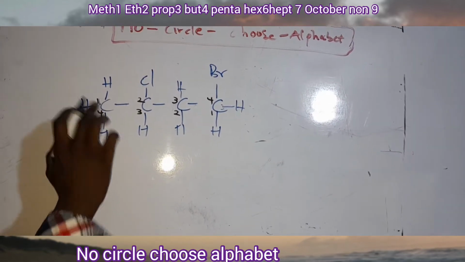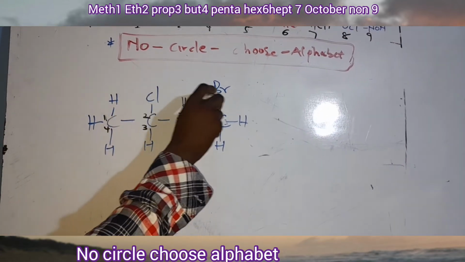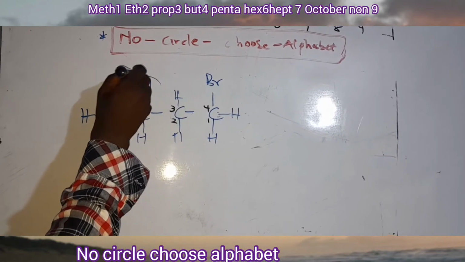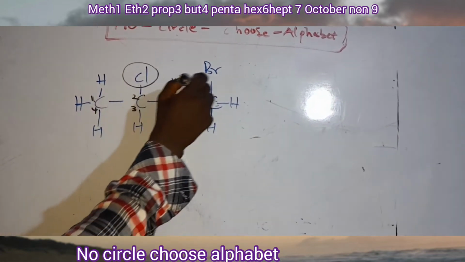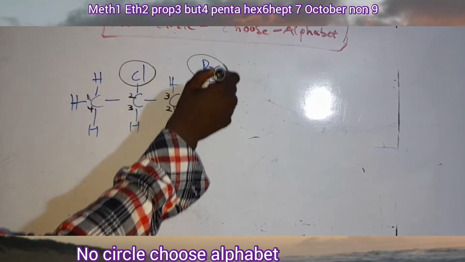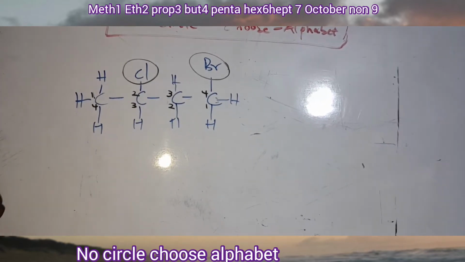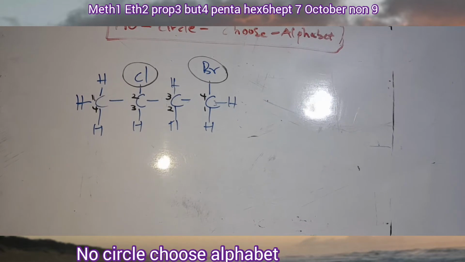What's the next thing to do? Circle. Go around anything that has no hydrogen and circle it. So here there's one with no hydrogen, so I'll circle it. This also has no hydrogen, so I'll circle it. I think these are the only 2 things that have no hydrogen. Now I've finished circling. Then we choose alphabet.